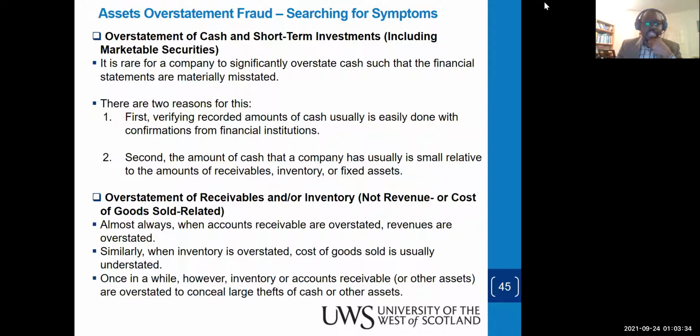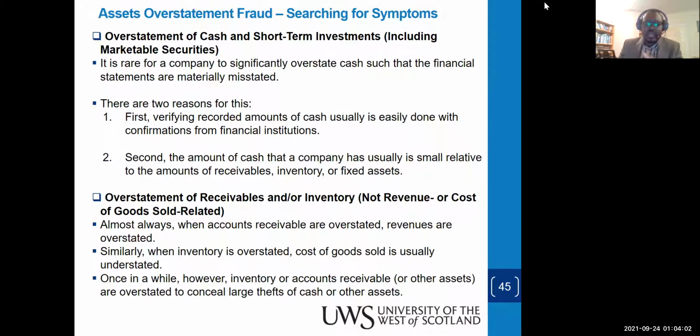merges with us? In terms of the short-term cash and cash equivalents, we should also look out for symptoms. Verify the recorded amount of cash by getting some more independent and justifiable confirmation from the financial institutions. And also, if the amount of cash the company has is small, you should look at it. It may raise questions. Maybe they've taken it off the balance sheet.